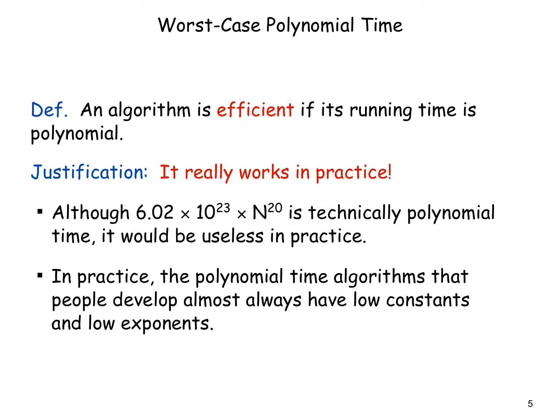So now if we combine worst case and polynomial, we can say that an algorithm is efficient if its running time is polynomial. You have to be careful about that because, for example, if I have 6.02 times 10 to the 23rd times n to the 20th, then that's really actually a polynomial time algorithm, but it's pretty useless in practice because the exponent is so large. The good news is that for most of the algorithms that we are interested in, the polynomial time constants are relatively small. And we'll see that by doing a bunch of examples.